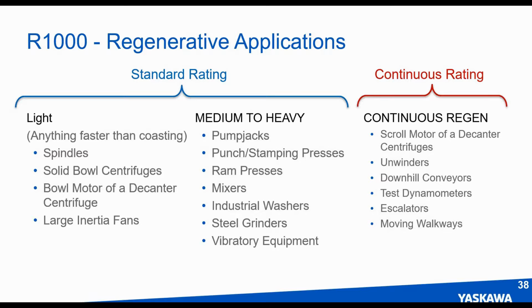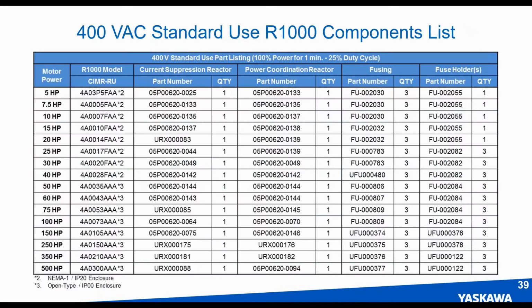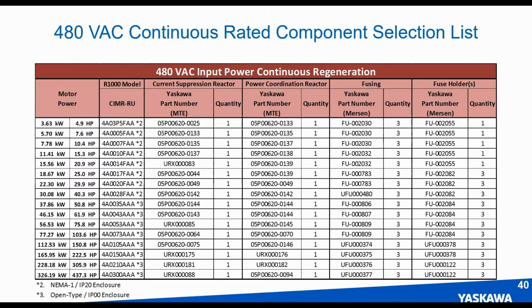To make this easier for you, by the end of the month I will publish an R1000 selection guide. In that guide we'll offer standard use tables, standard rating tables, based on motor power. The table will list the part numbers needed, the R1000, the fusing, the reactors, etc., as well as the quantities of each. There will also be a continuous power rating. This shows the exact horsepower each package can handle continuously.